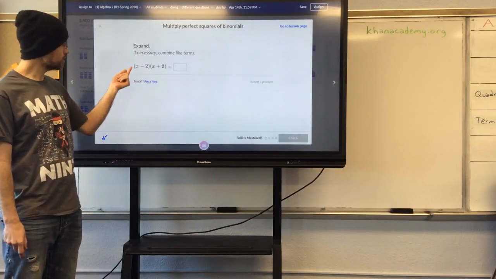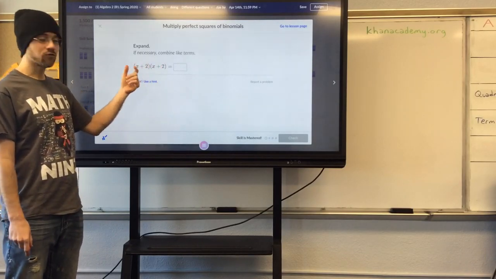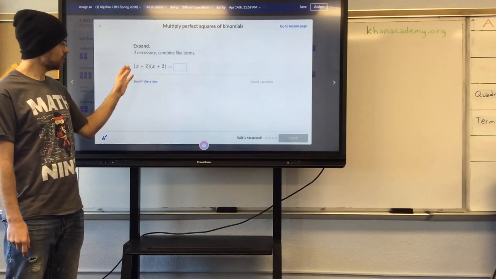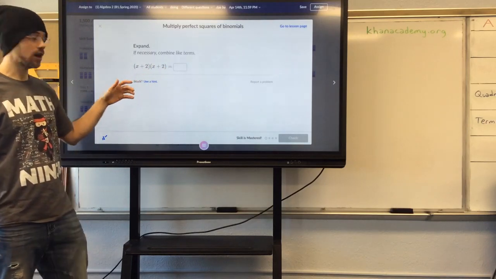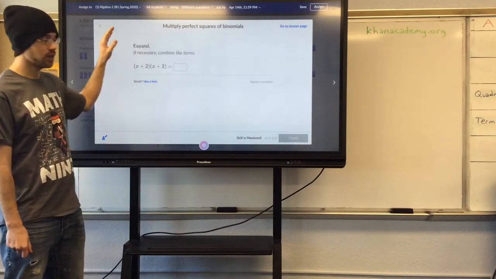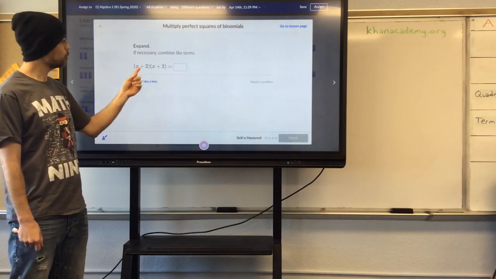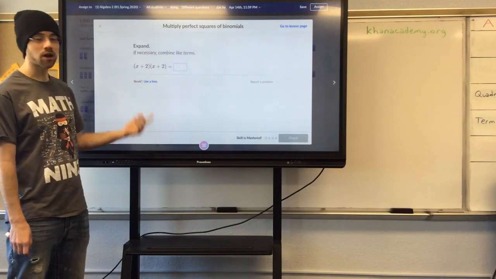We've got one term times itself this time. Before we had something plus another times the same first term minus the other. So the only distinction between this and the last one as far as the factored form goes is that both of the signs are going to be the same. In this case, they're both positive.